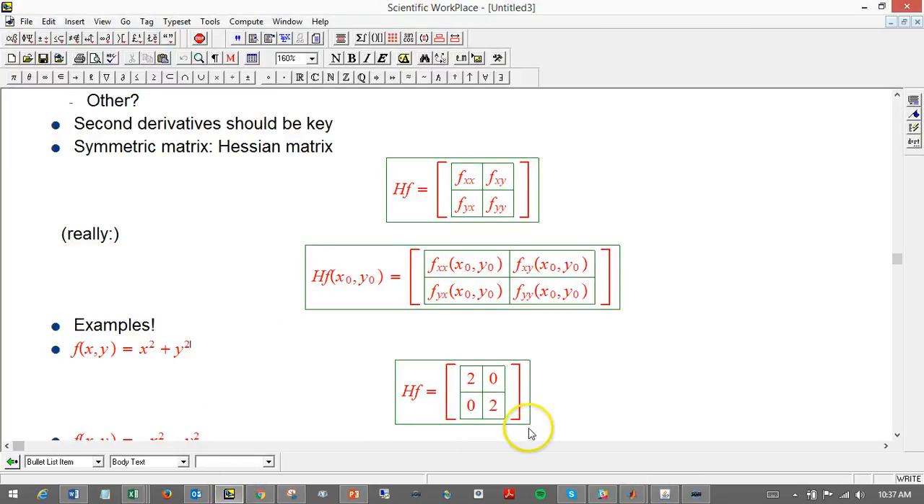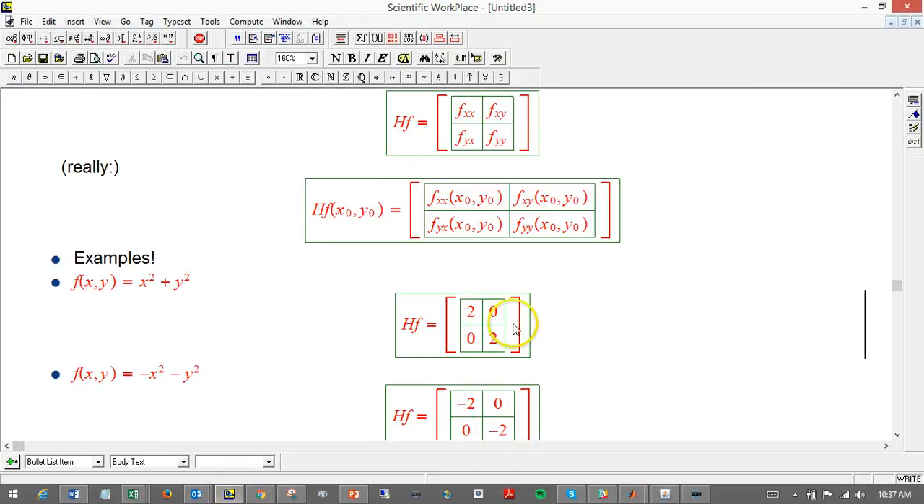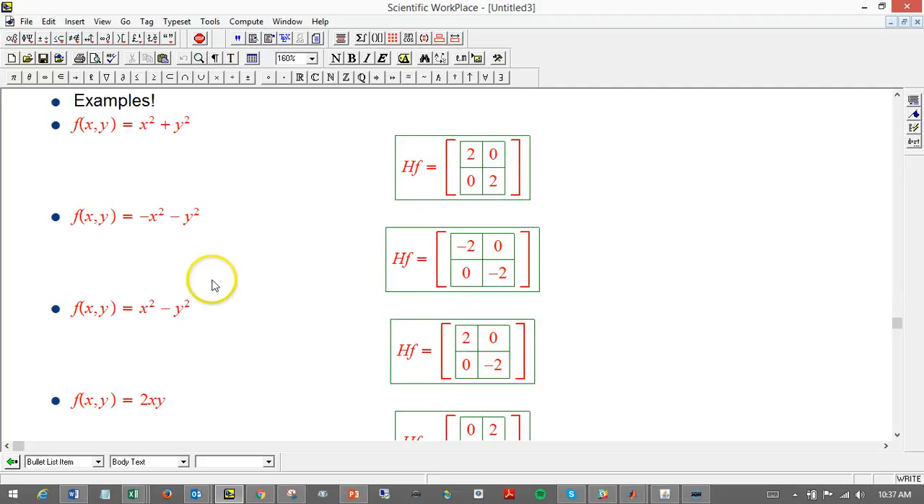Okay, next example. Now, we're trying to have enough examples to figure out, suppose you only gave me those 4 numbers, or this matrix, there's really 3 different numbers, how could I figure out what to predict without going to the graph? So this is just one piece of evidence so far. Okay, next, f of x y is minus x squared minus y squared.